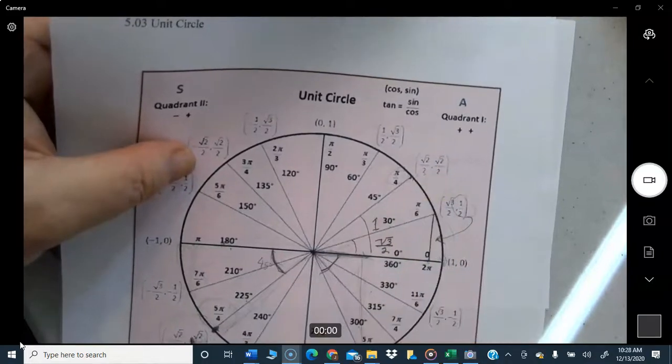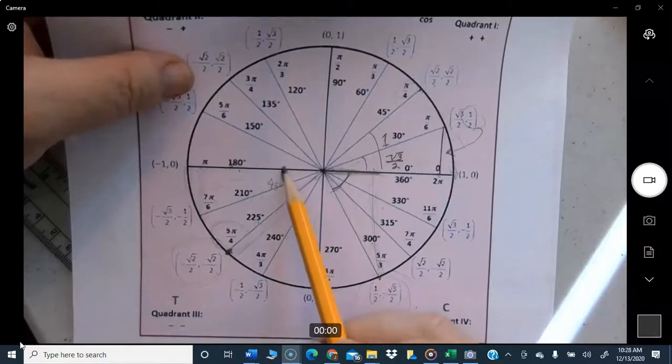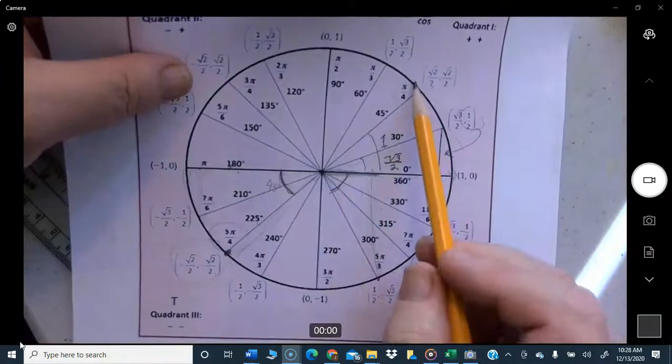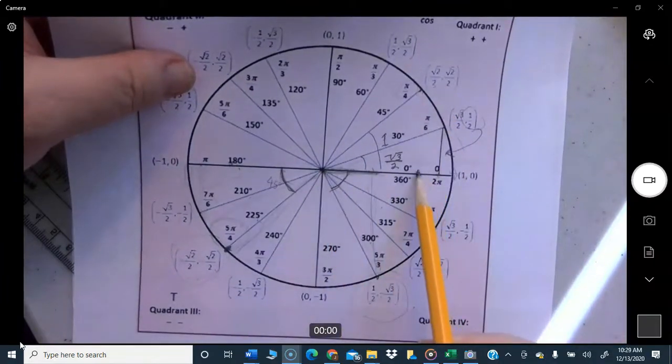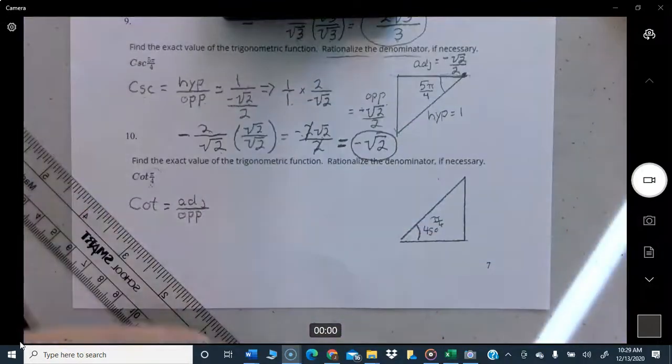You notice it's the same as the ones we used over here, except these were negatives. So that's why this is called a 45-degree reference angle. This is a 45-degree reference angle. These are both positive. You go positive on the x-axis, and then you go up positive on the y-axis. So those are both positive numbers.